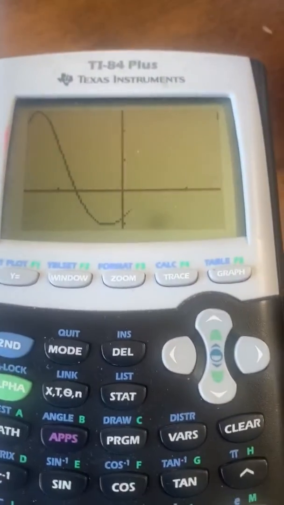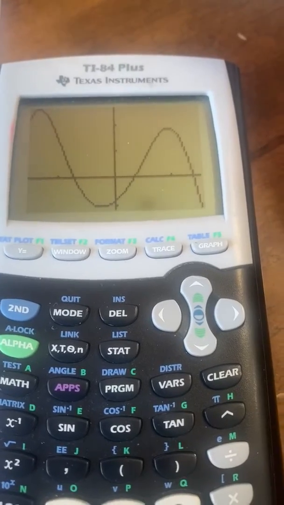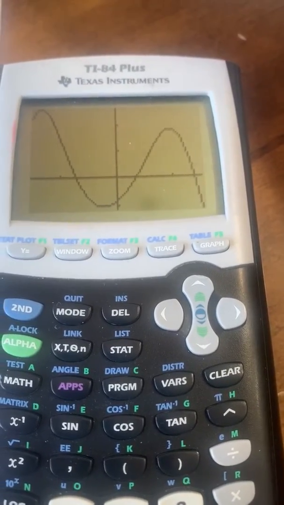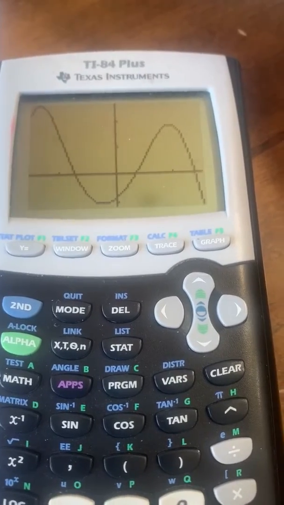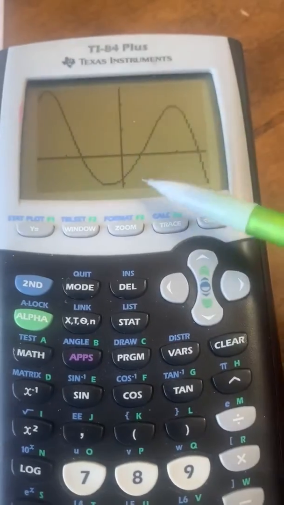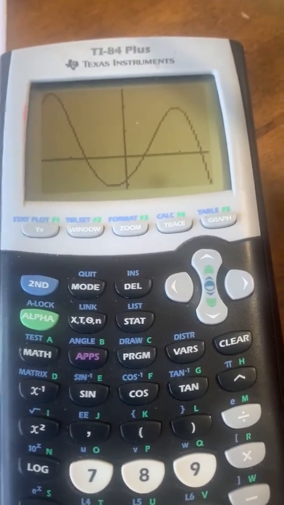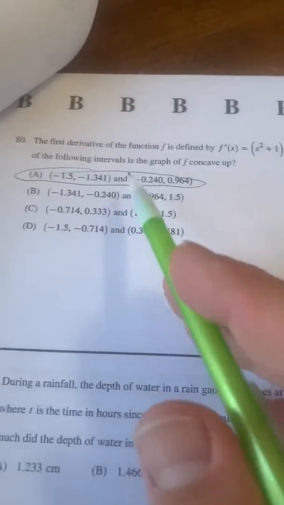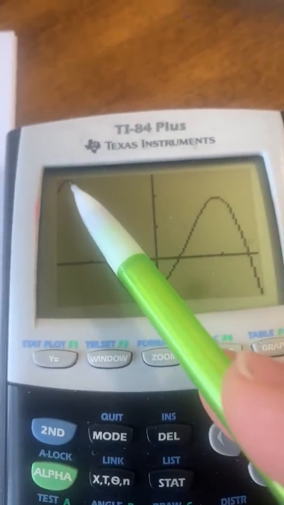Now this is a picture of the derivative, and I want to know when the function is concave up, so that's when the second derivative is positive. So I'm looking for all the places this has a positive slope. So to me it looks to be right here and right here. So I go look at the answers and see if I need to do any more work, but I don't, because it's definitely that first one, because this is definitely -1.5 to something real close to -1.5. So I'll take A.